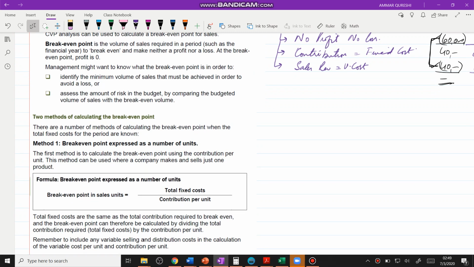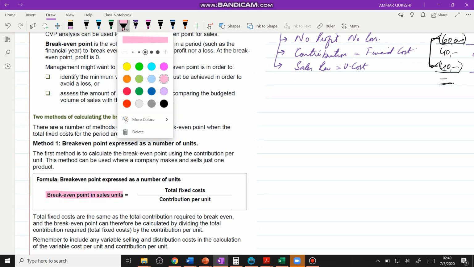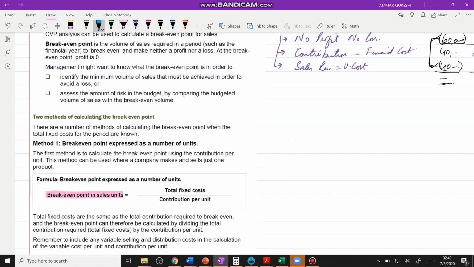There are two ways in which we can calculate the break even point. The first method of calculating the break even point is break even in terms of units. And how we will calculate that? That's simple, we divide total fixed cost with contribution per unit.